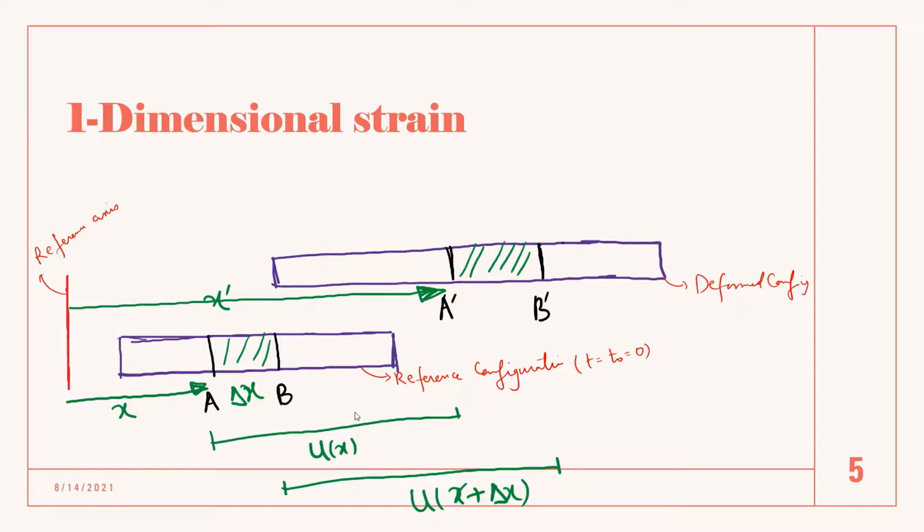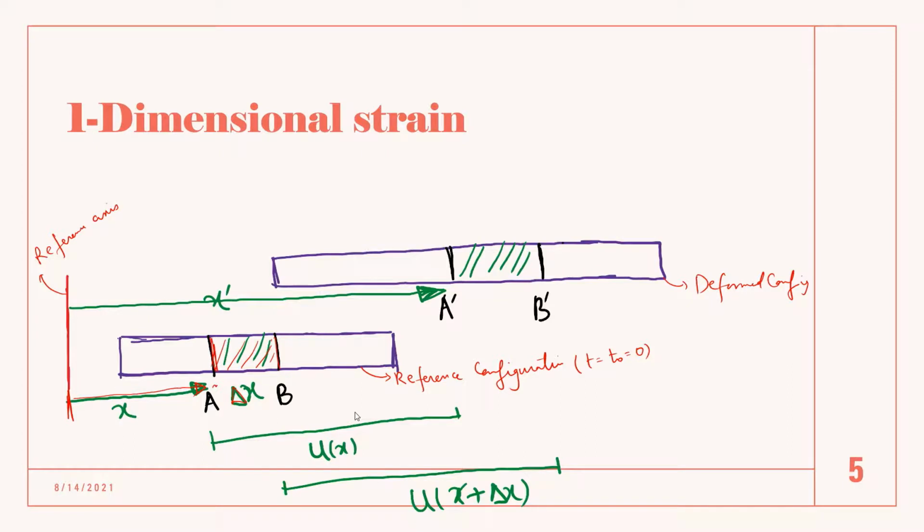So from the reference axis, we have considered a small element within this body, AB, at a distance x from here. We have chosen this point A here, and this distance AB we are considering as delta x, a small gap between point A and point B.